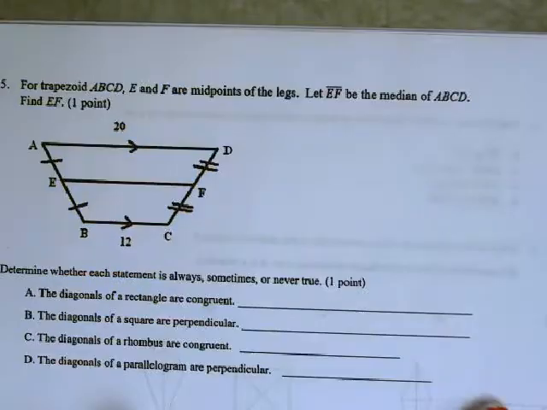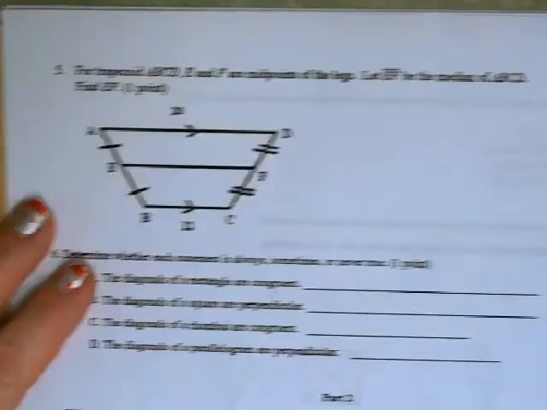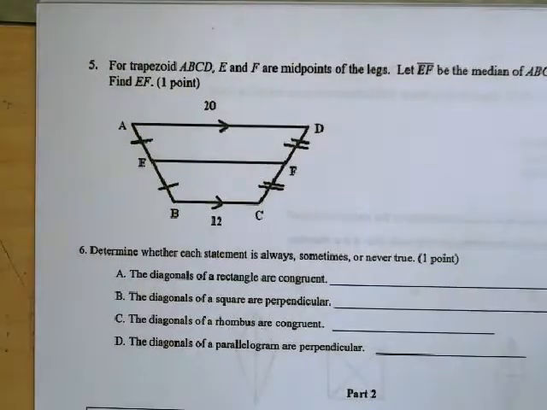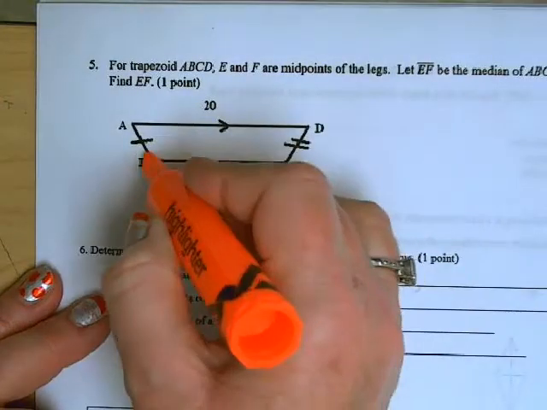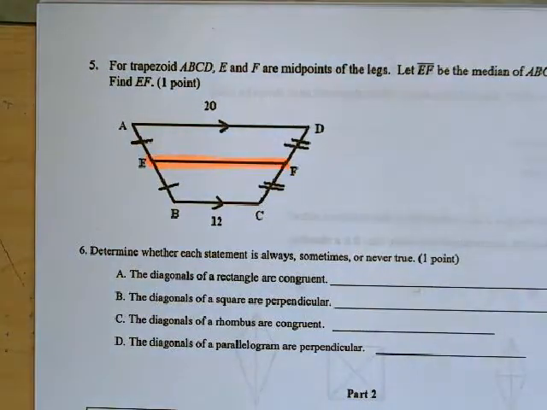All right, let's flip this over. All right, so the back side of this. Okay, now we've done some work on these trapezoids where you have to find this right here. This is called either the mid segment or the median.